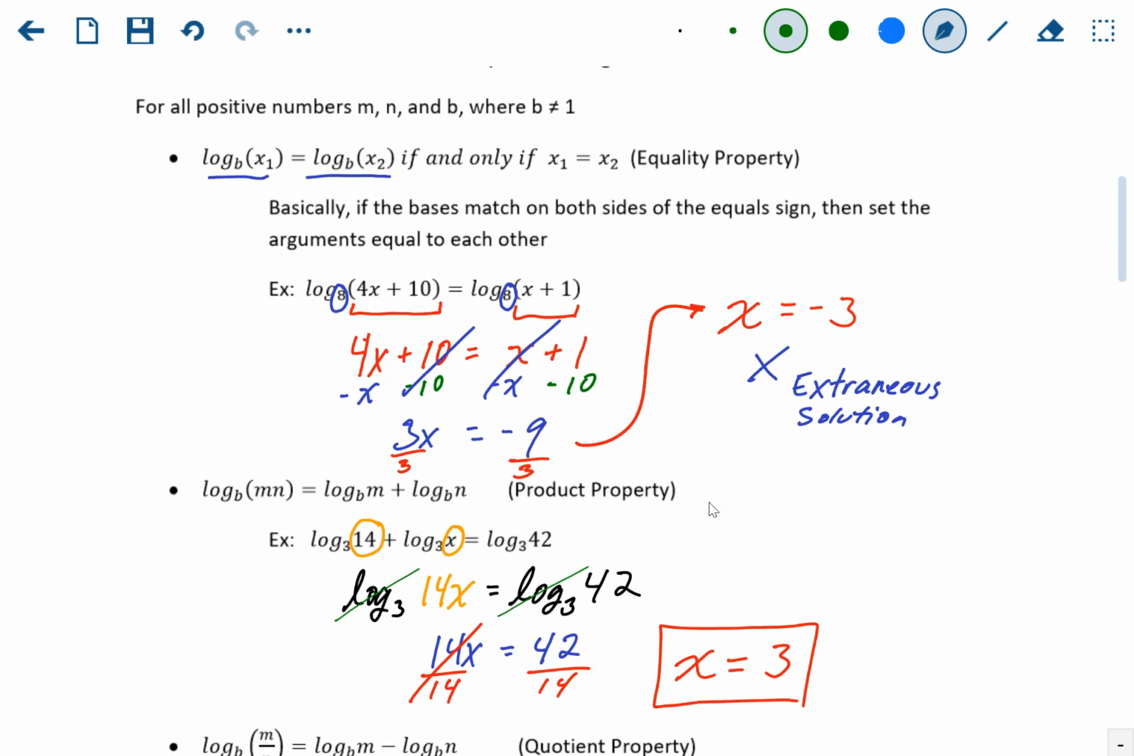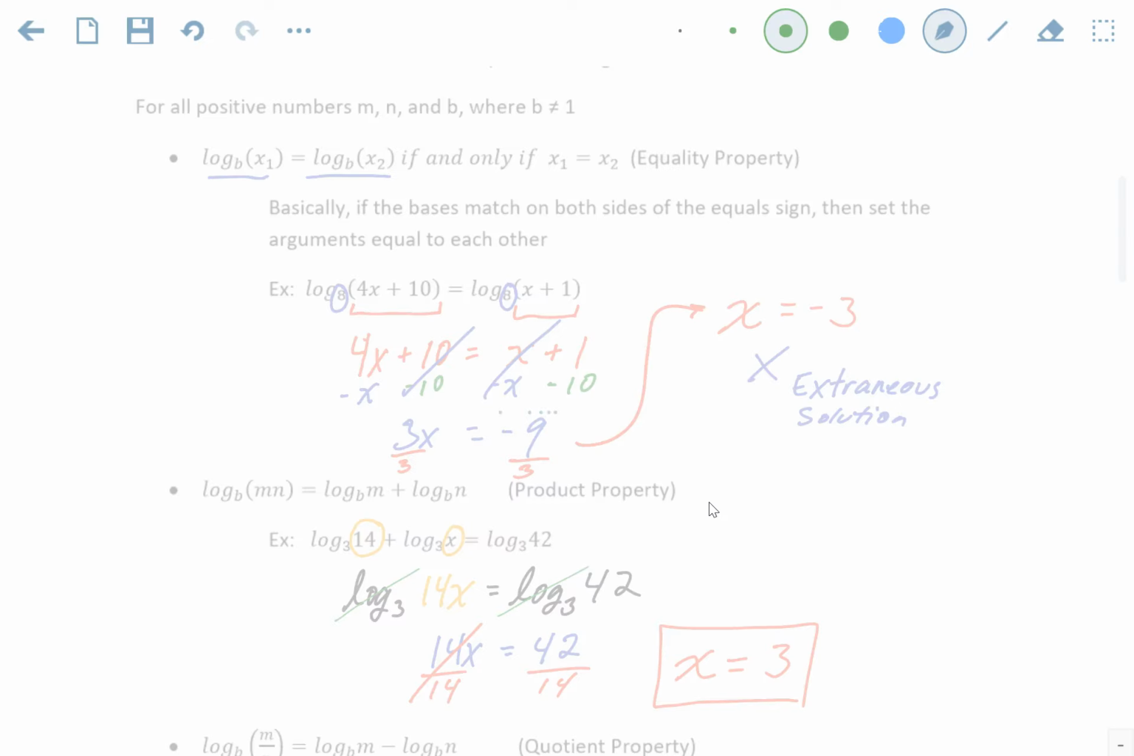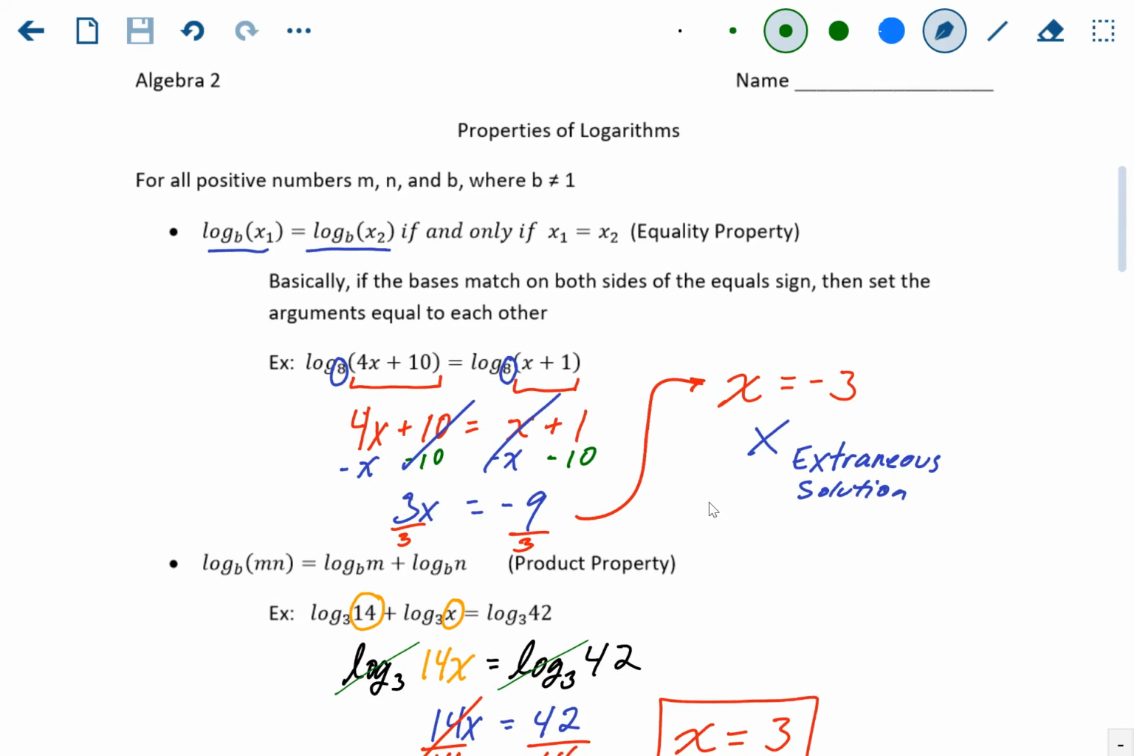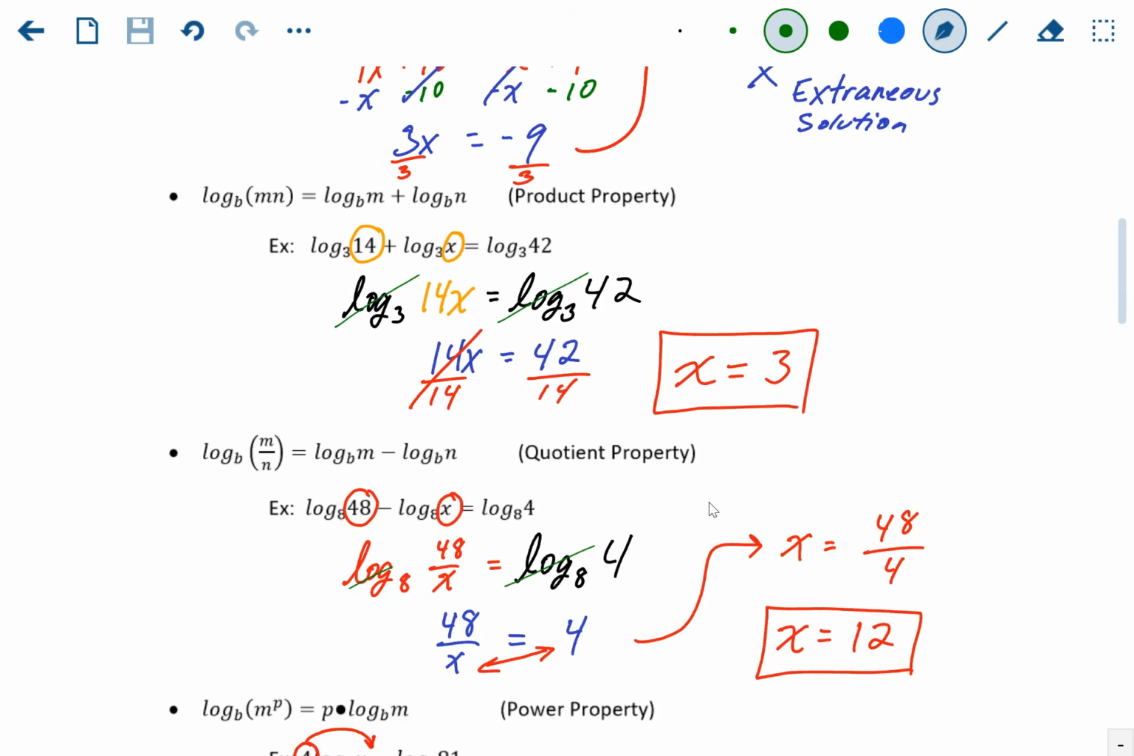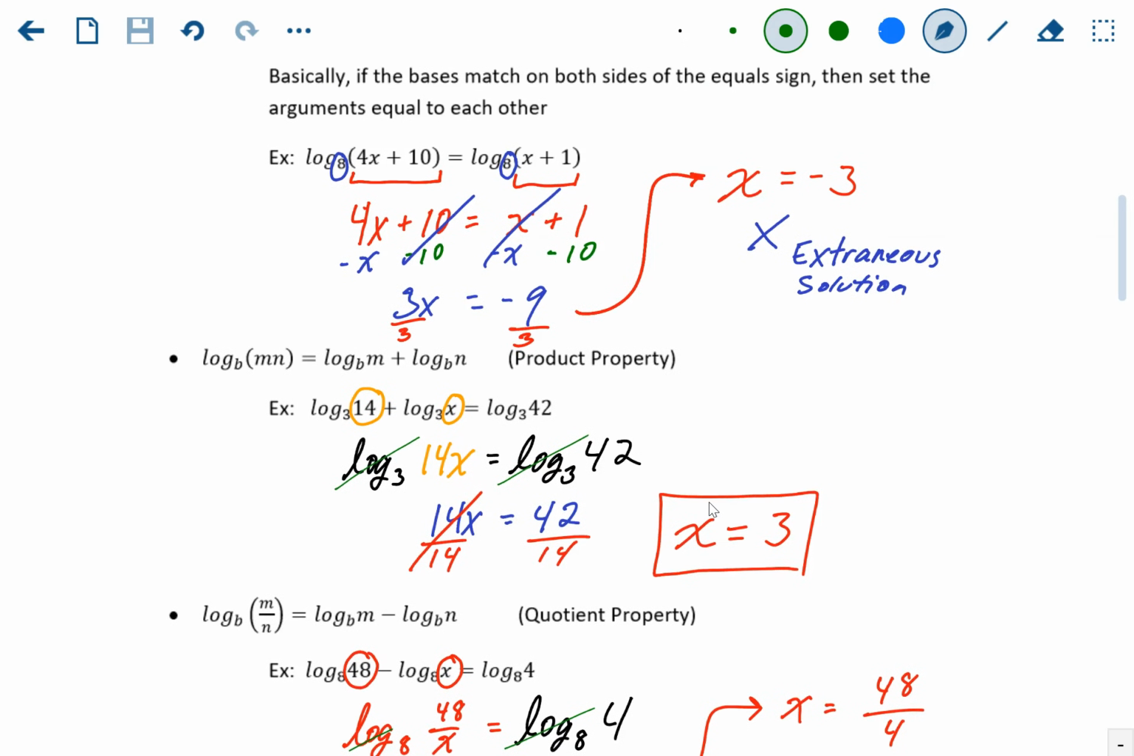And then the important one, the equality property, they're all important. The equality property, if you have the same base, there's 1 log on the left, 1 log on the right, same base, then their arguments have to be equal to each other. So you could set their inputs equal and solve. All right, that's it for the first, and always check for extraneous solutions. Again, you can't have negatives. You can't take the log of a negative.